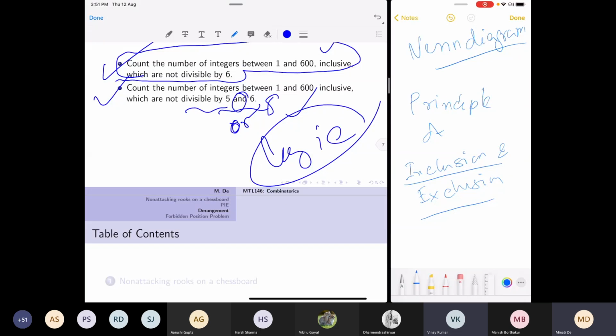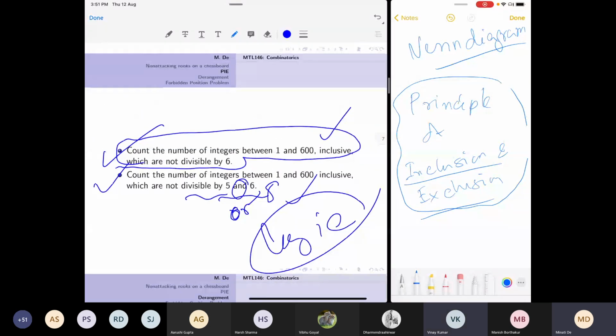So you are in the right direction, I would say. What is the principle of inclusion and exclusion? If you see the question which I asked here, there are some forbidden properties I am describing. What is the forbidden property? For example, in the first question I asked, the forbidden property was that I am not interested in those numbers which are divisible by 6. So divisible by 6 is a forbidden property. Similarly, for the second question, divisible by 5 is a forbidden property, and also divisible by 6 is another forbidden property.